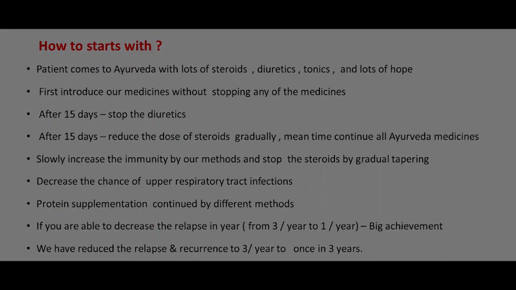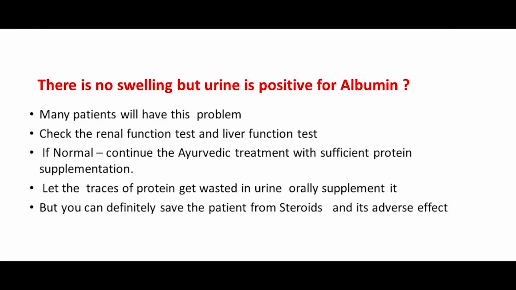Next, some patients may come to you with no swelling but urine positive for albumin. When they go for urine examination, urine shows positive albumin, but there is no swelling and otherwise the patient is quite healthy. This is usually seen in Ayurvedic practice. Many patients will have this problem, and if everything else is normal, continue with the Ayurvedic treatment with sufficient protein supplementation and let the traces of protein be wasted in the urine. Meantime, you supplement it through oral intake.